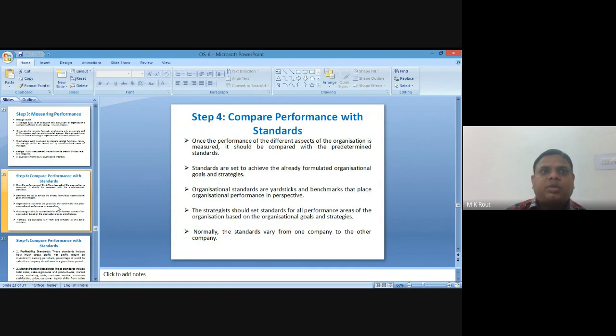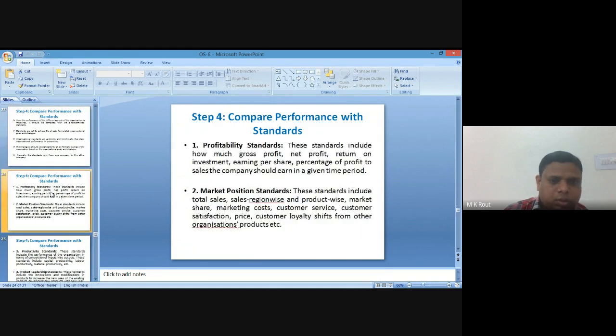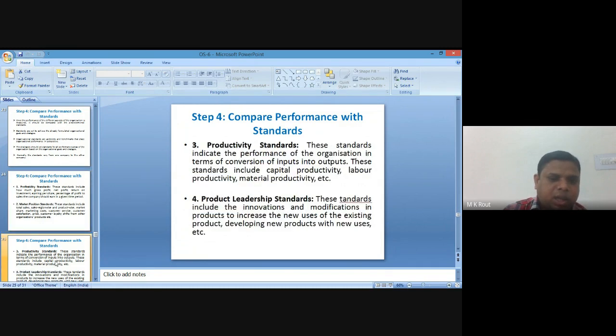The same thing happens when they implement a strategy, to check whether the strategy is in the right direction or not. That is why most companies do operation strategy control auditing. And before auditing, they also compare with the predetermined standards, whether ISO or quality standards. Moving to the next part, in comparing the performance with standards, the first is the profitability standard, the second is the market position standard, the next is the productivity standard, and the last one is the product leadership standard.